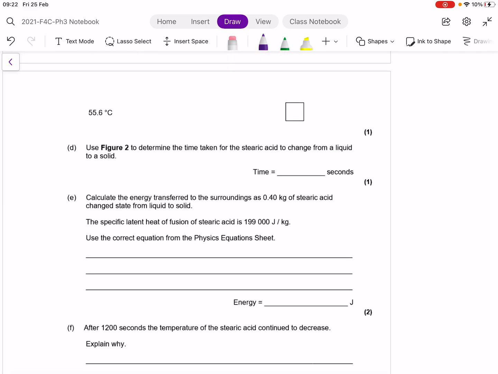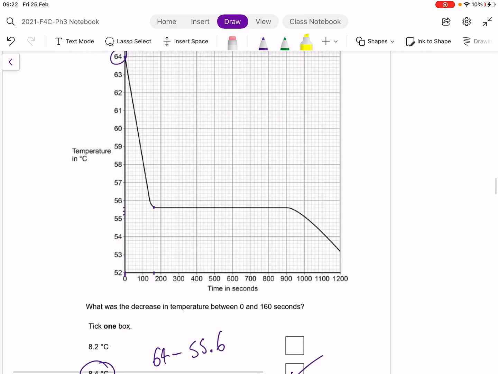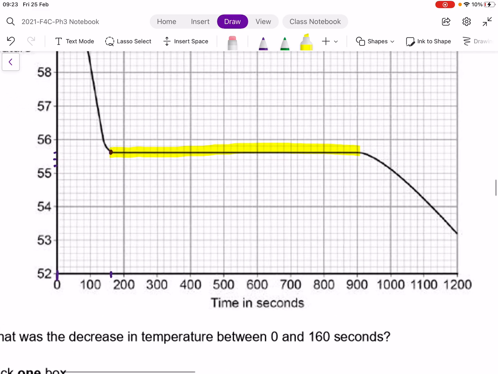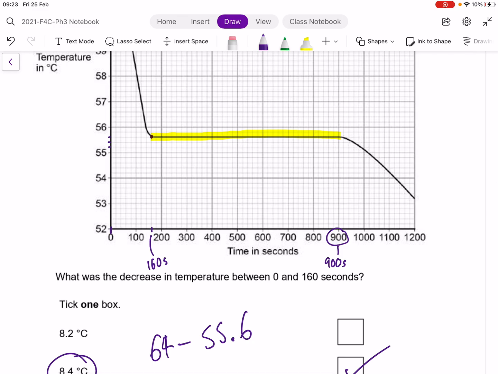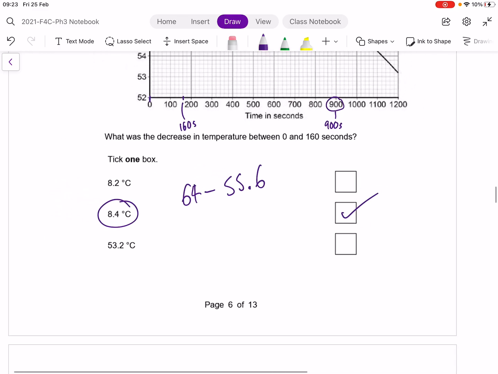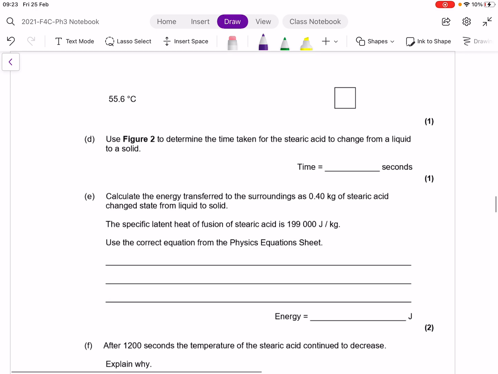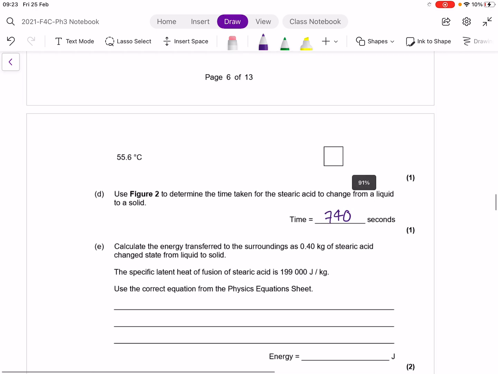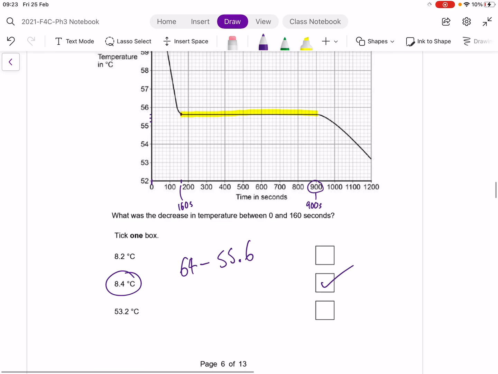Use figure 2 to determine the time taken for the stearic acid to change from a liquid to a solid. Okay, so where is it changing from liquid to solid? It's this flat line along here. So fortunately, we've already got one of those points there. This is 160 seconds. And then it starts changing temperature again at 900 seconds. So basically, find the difference between those two. And that's going to be, is it 740, 840, 740? Why does that seem wrong in my head?